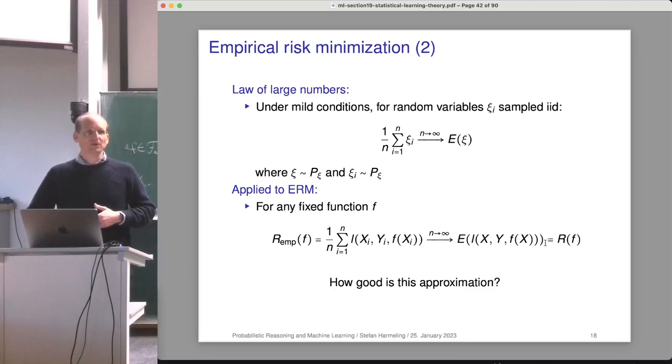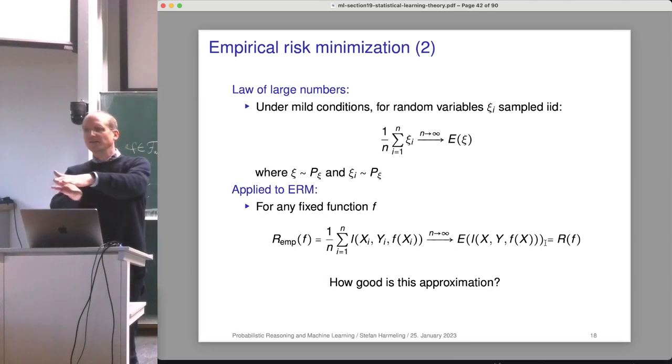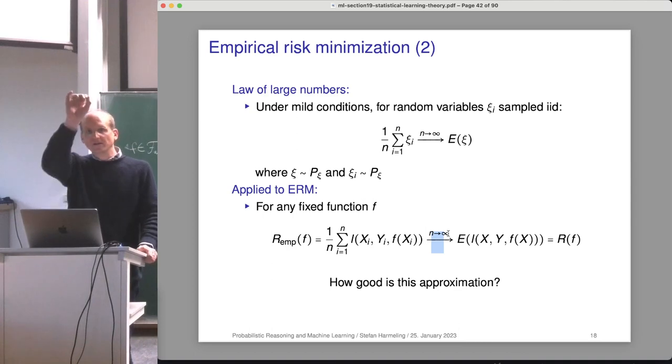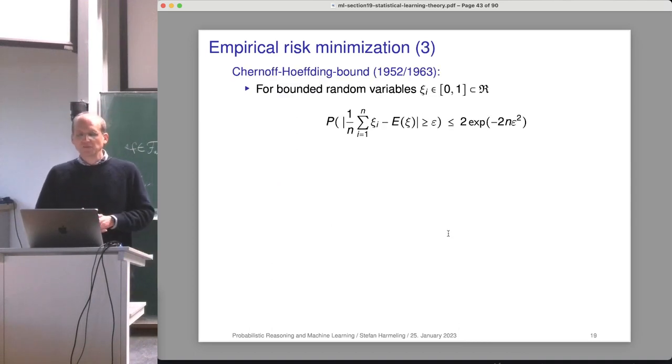How good is this approximation? So how fast does it go down, right? It only tells us we're doing the right thing, right? But we don't know whether it's fast enough, whether it's going like super fast exponentially or something down with n. And that's something that we look at next.